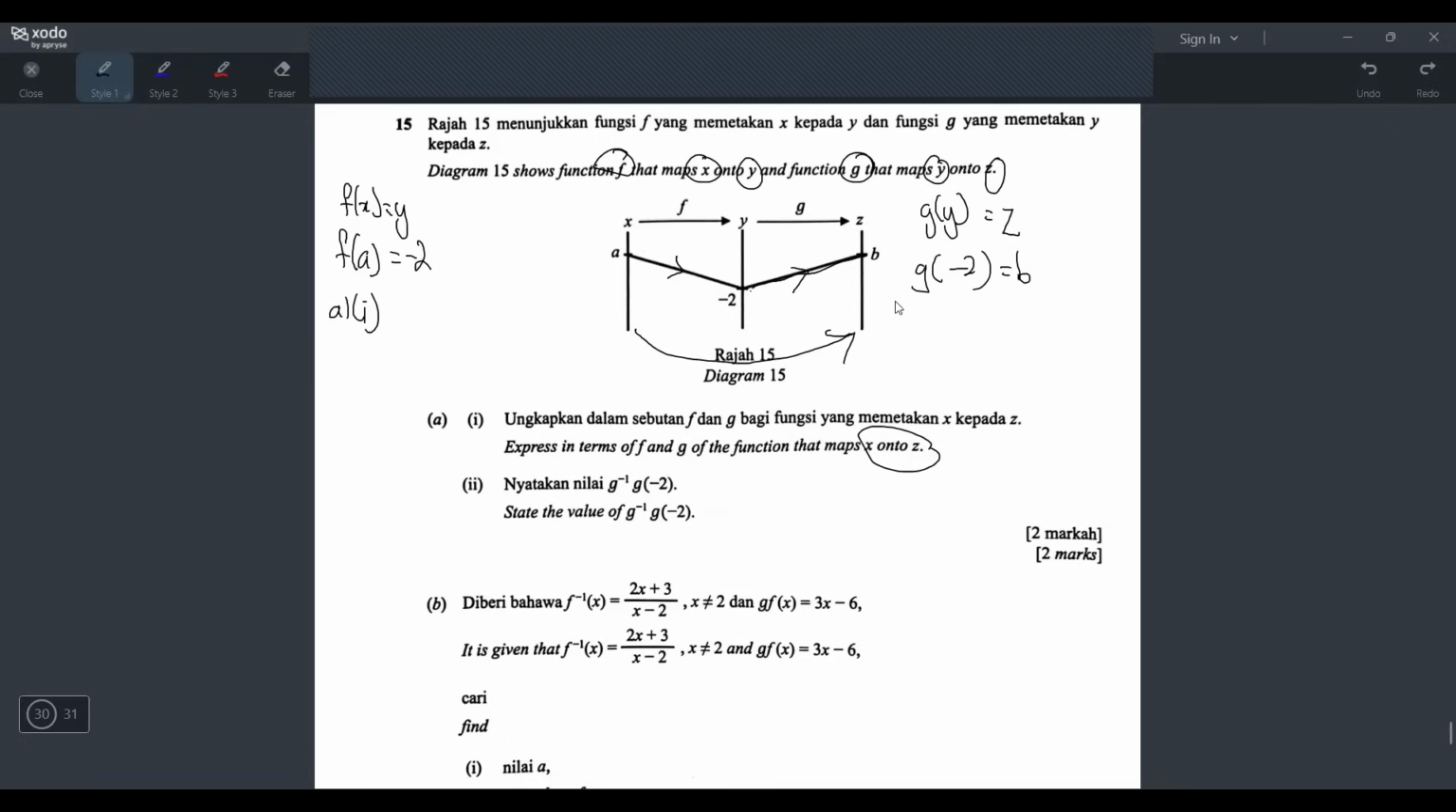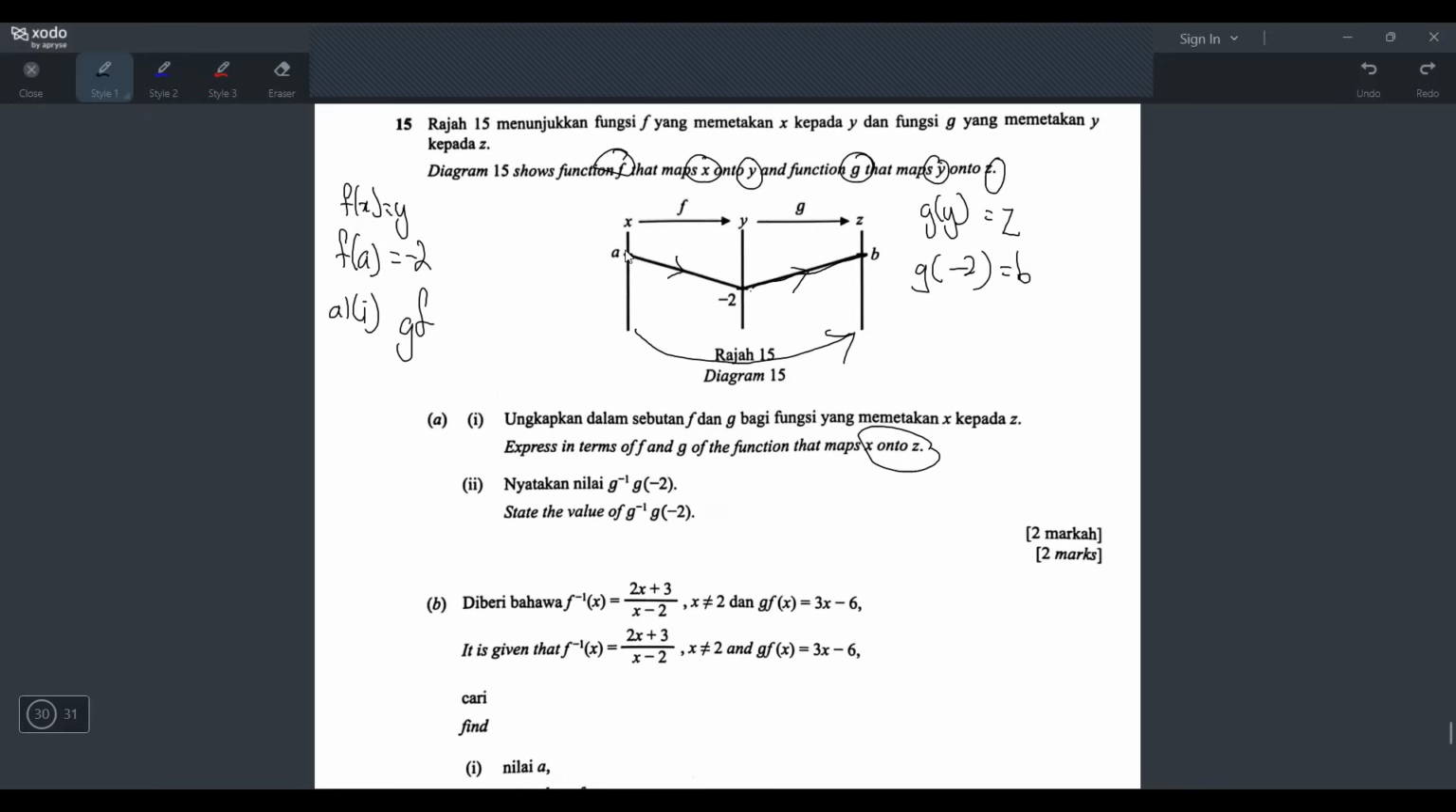Okay, it's actually gf. Because I always teach my students, you will always do the inner one first. You will always do the inner one first. Alright? So, if you write fg(x), it means you do g first. Because you do the inner one, which is wrong already. Okay? So, you have to write gf.